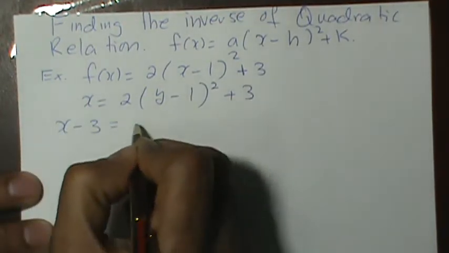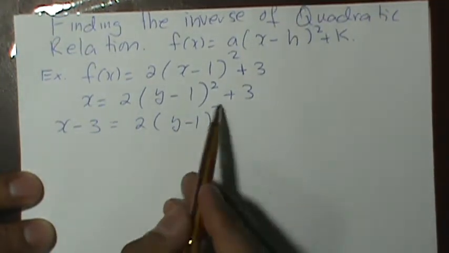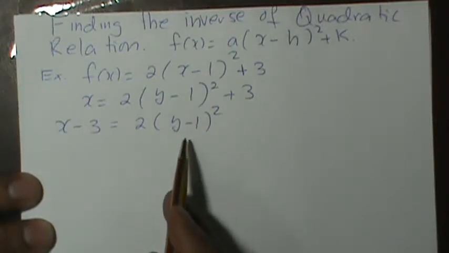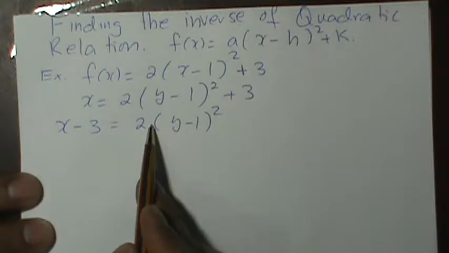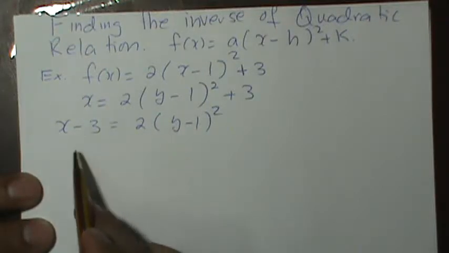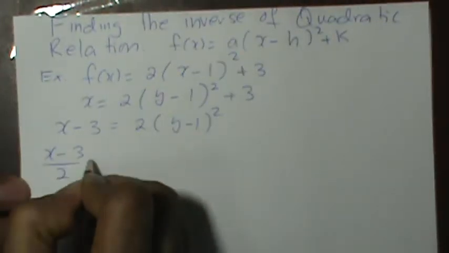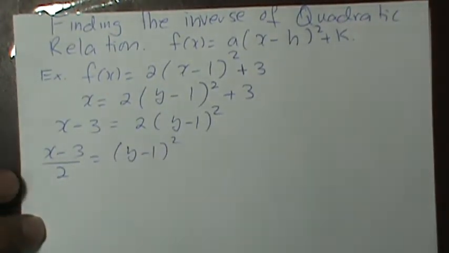x minus 3 equals 2, bracket open, y minus 1 to the power of 2. Since it's positive, when you switch sides, you have to switch the sign, remember that. Now, to get the bracket by itself, we get rid of the 2. The opposite of multiplication is division, so we divide both sides by 2. So we have x minus 3 over 2 equals y minus 1 to the power of 2, with the bracket by itself.